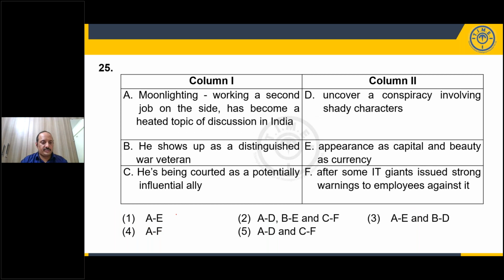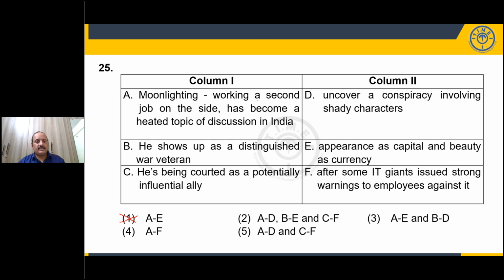Okay, so the first option is AE. Let's check that. Moonlighting, working a second job on the side, has become a heated topic of discussion in India. Appearance as capital and beauty as currency, but there's no relation between the two. One talks about a job, the other talks about capital and currency. So AE is definitely eliminated. Let's check the second one now. The first group is AD.